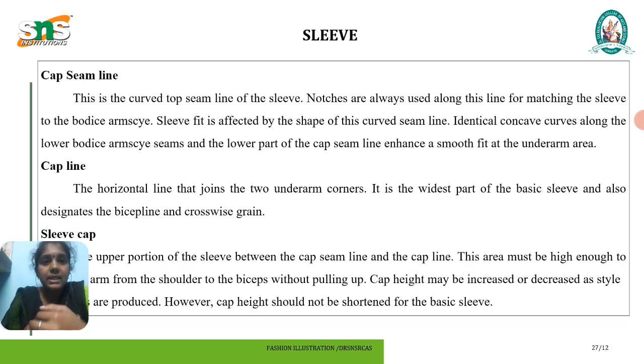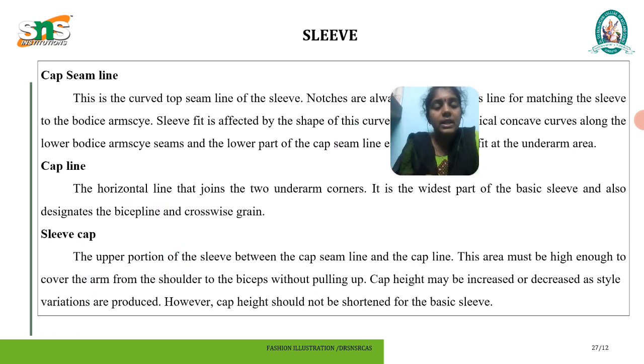So the cape seam line, this is the cape seam line. From the armhole to here, it is called the cape sleeve line. The cape line is a horizontal line joining the two underarm corners. It is the widest part of the sleeve. Basic sleeves are also designated the bicep lines and cross grains. The sleeve cape is the upper portion of the sleeve between the cape sleeve line and the cape line.